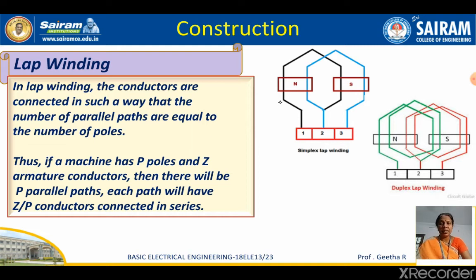Suppose there are 100 conductors and 4 poles. 100 by 4 is 25 conductors per path. So 100 by 4 conductors will be connected in series in each path.